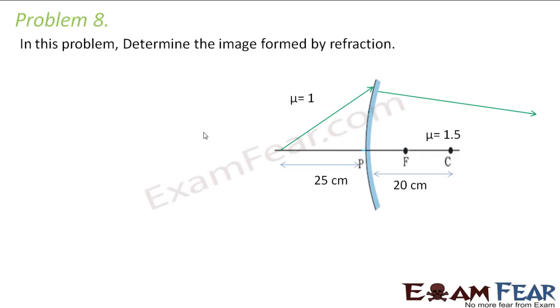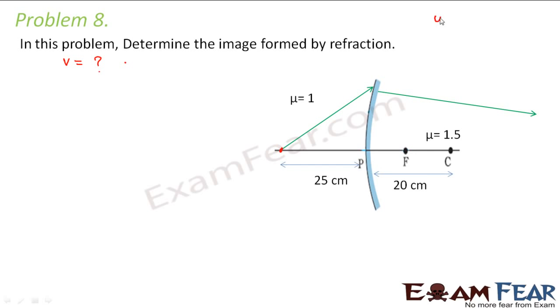Let us solve a few problems on refraction by spherical surfaces. So here comes problem 8. In this problem, determine the image formed by refraction. So here again we have a spherical surface. This is the object. We have to find out the image formed by refraction, so in this case, V is what we have to calculate.